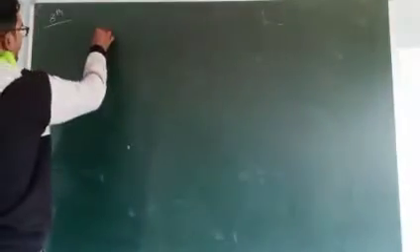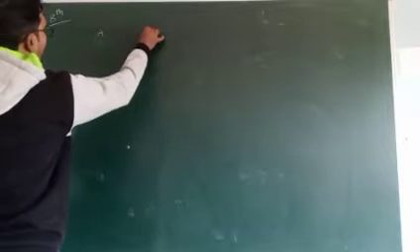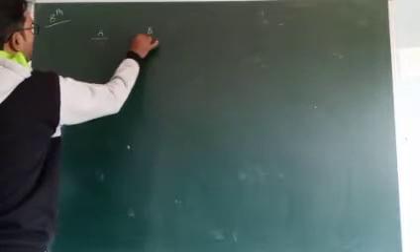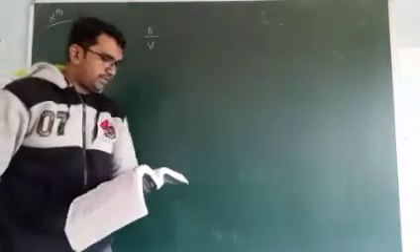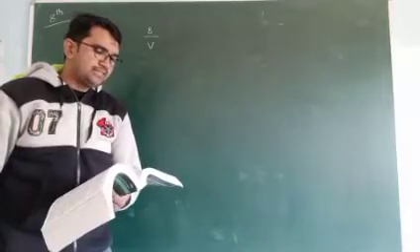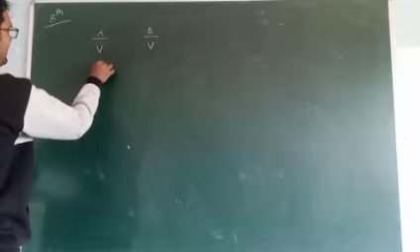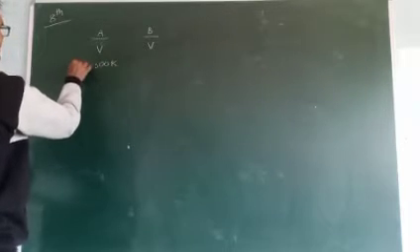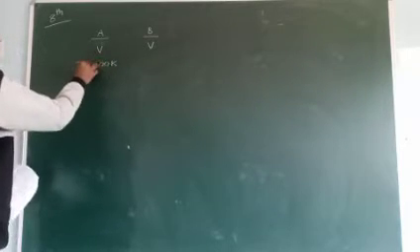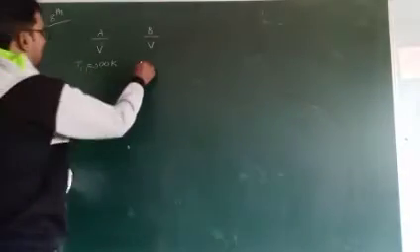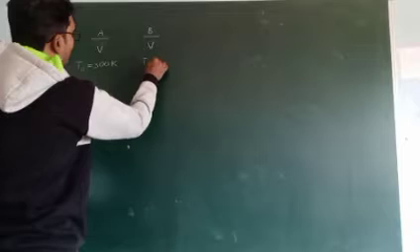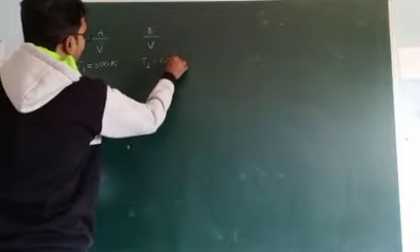Two flasks are there, A and B. Volumes are the same here. A is maintained at 300 Kelvin, so T1 is 300 Kelvin. And B is at 600 Kelvin, so T2 is equal to 600 Kelvin.